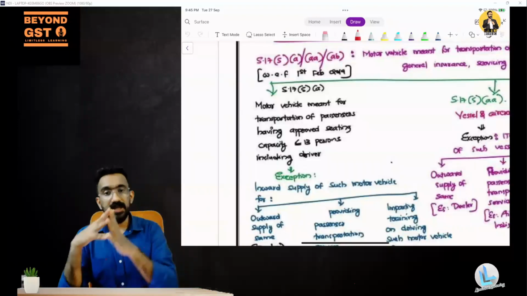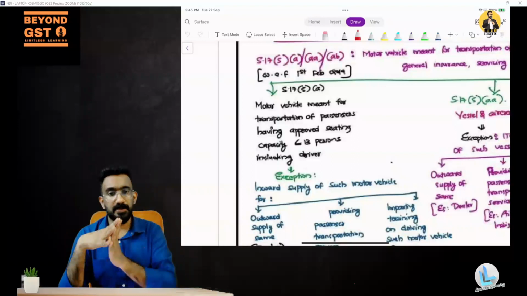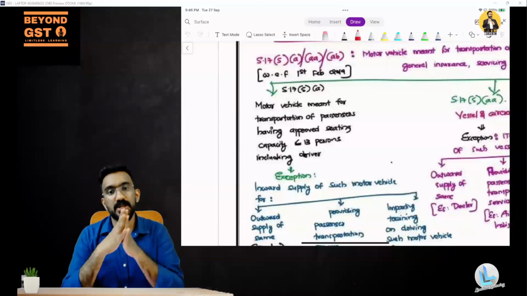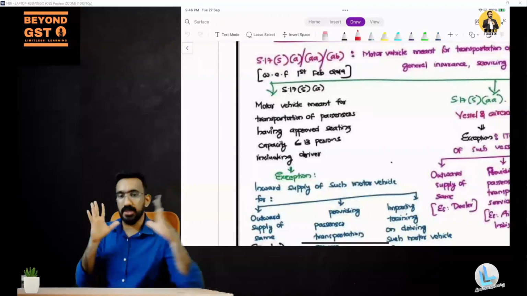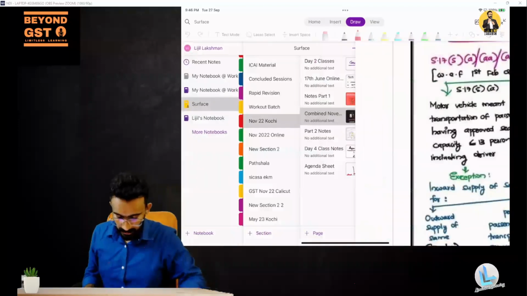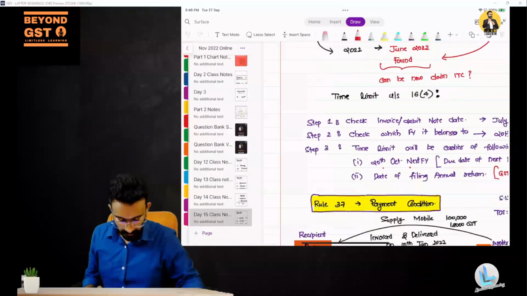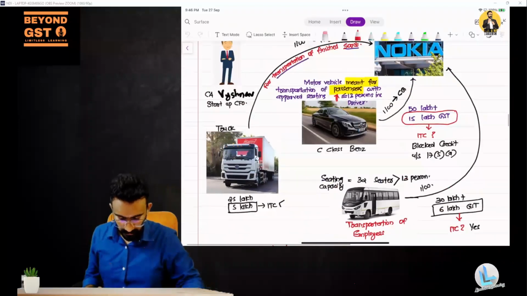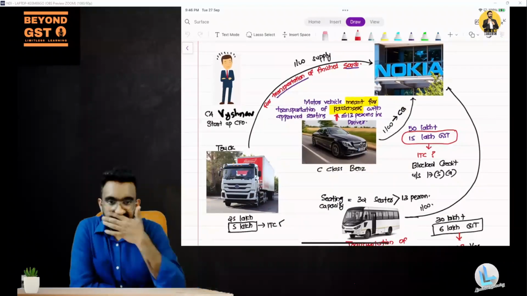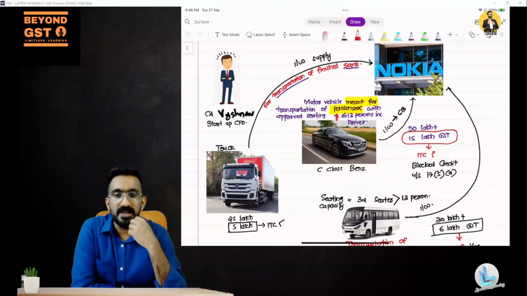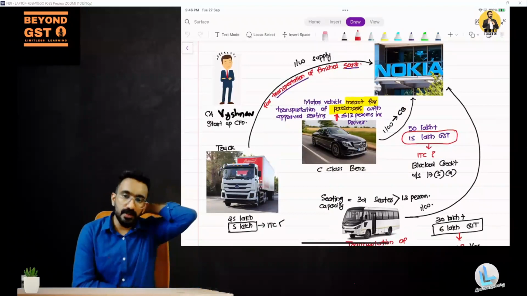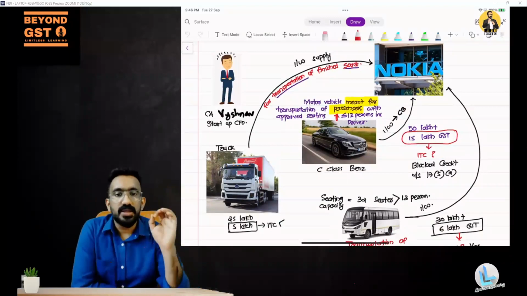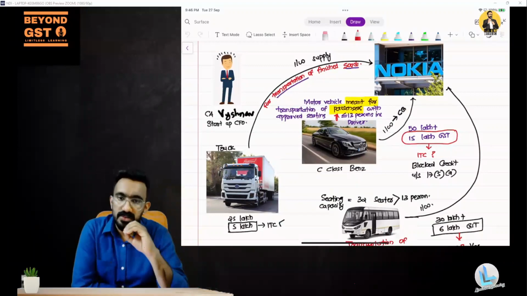But will all types of motor vehicles be blocked from taking credits? No. They said motor vehicles meant for transportation of passengers having approved seating capacity less than or equal to 13 persons, including driver. Now let's go to examples. Say Nokia has appointed our friend Vaishnav as their CFO. And Vaishnav is saying, see, for me to join Nokia as a CFO, I have one condition. What is that condition? Nokia has to buy a C-class Benz for the CFO to travel.